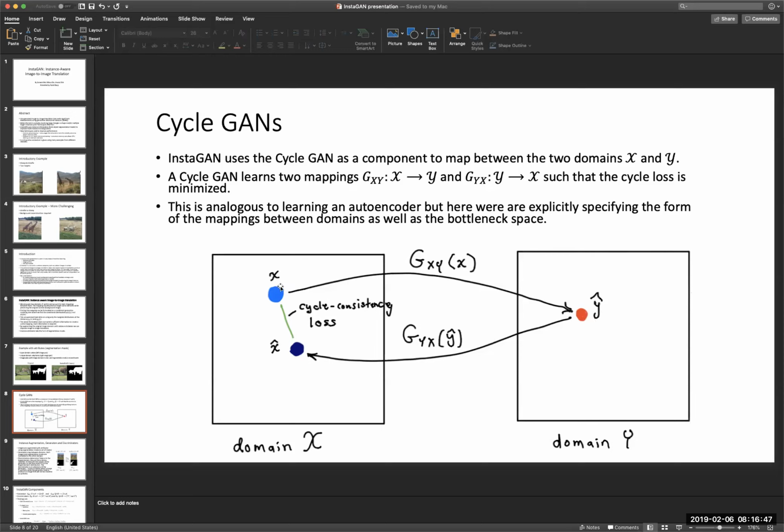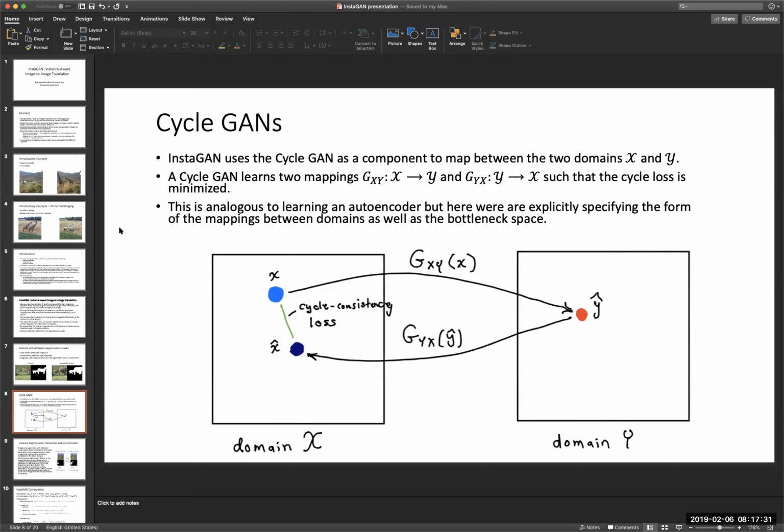So in this picture, we have a blue dot X, which is transformed into the Y domain as a red dot. And then the Y hat, which is this red dot, is then transformed back into the X domain. But it's not a perfect inverse transform. There's a difference between the two, and that difference is the cycle consistency loss. So that term is used for part of our loss in training.